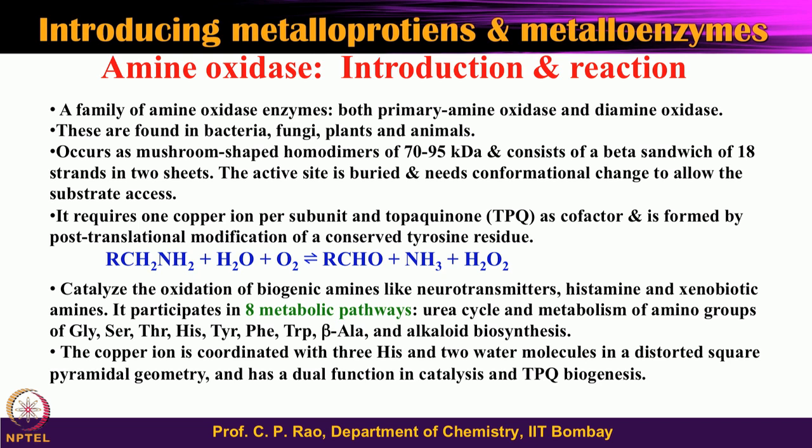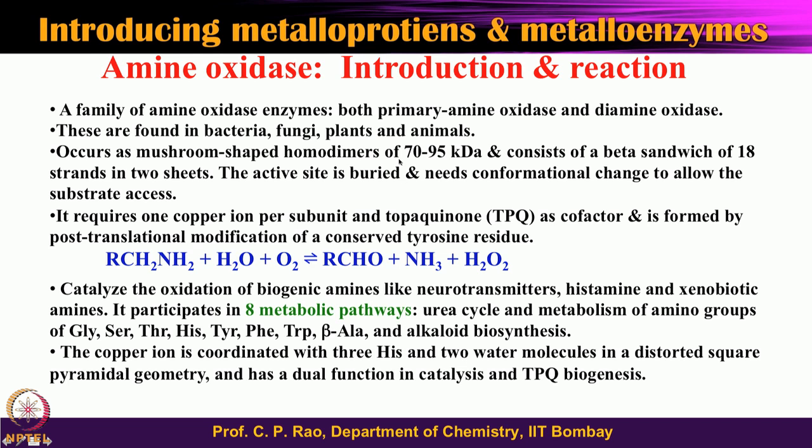Let us look at another example of type 2. Another example of type 2 is amine oxidase. Amine oxidase is again a family of enzymes where it will oxidize the primary amine, it will also oxidize the diamines. So, this is also called primary amine oxidase, diamine oxidase. These are found in bacteria, fungi, plants, animals, all of these. These are somewhat smaller proteins, about 70 to 90 to 100 kilodalton, and these are homodimers.